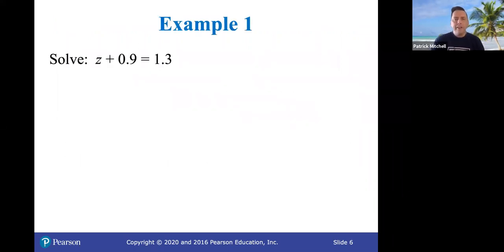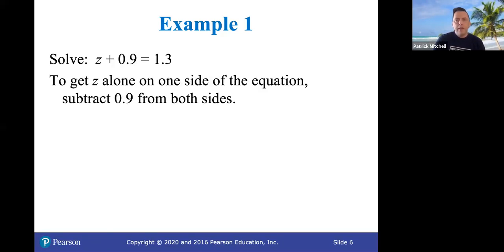Okay, so for the first example, we have z plus 9/10 equals 1 3/10. So I like to talk about simpler, happier times. In simpler, happier times, this might have said z plus 9 equals 13. So you just look at what's being done to z and you undo that. In this case, what's being done to z is 9/10 is being added. We need to do the opposite of that, so we need to subtract 9/10 on both sides.